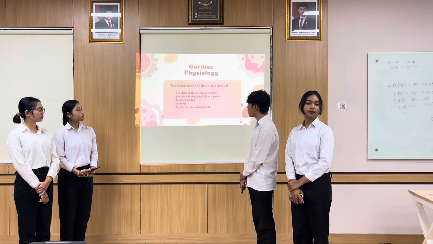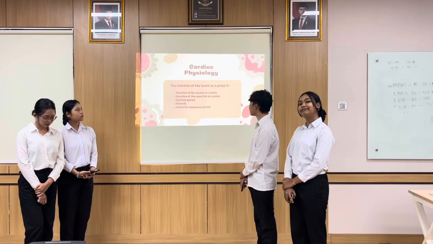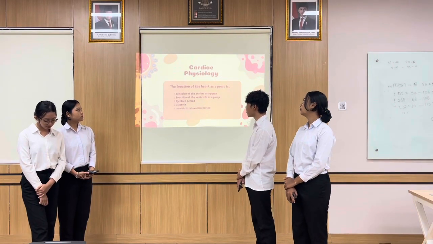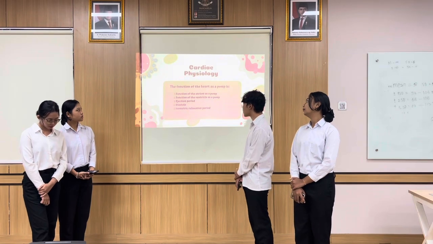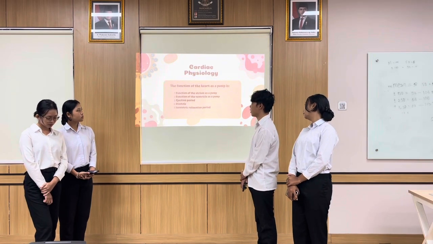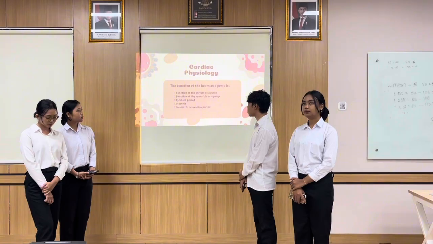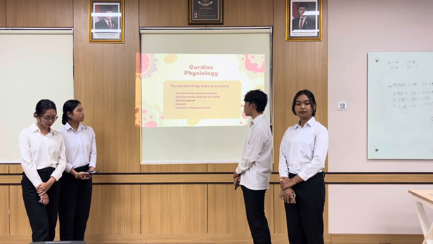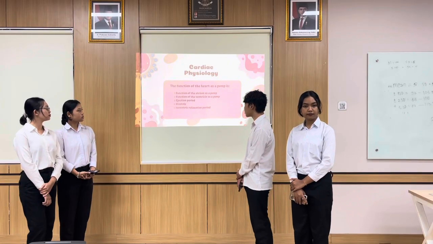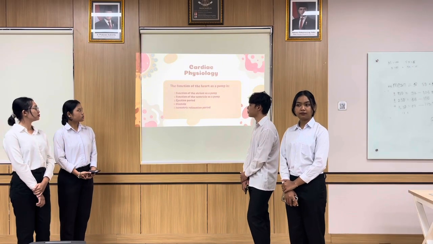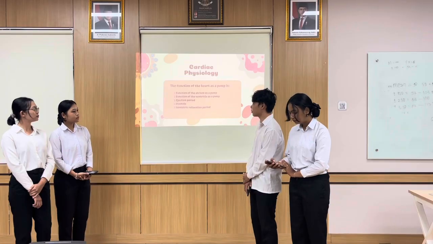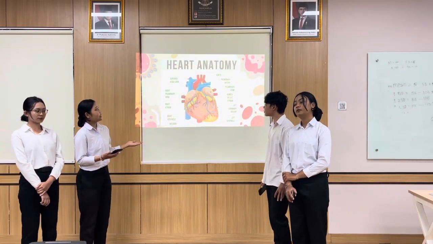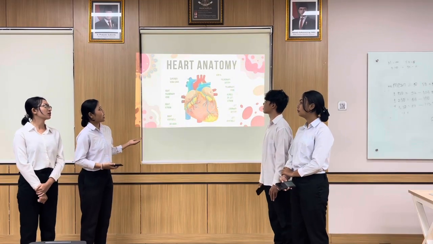And the next one, the function of the heart as a pump. The first is the function of the atrium as a pump. The second is the function of the ventricle as a pump, the third is the ejection period, the fourth is diastole, and the fifth is the isometric relaxation period. Okay, next, as you can see, this is a picture of heart anatomy.